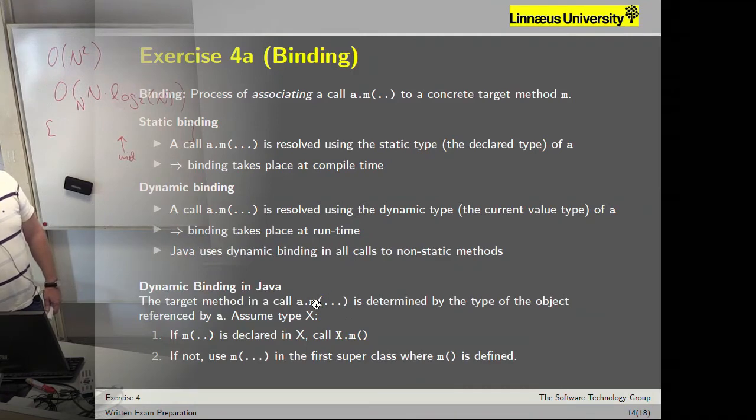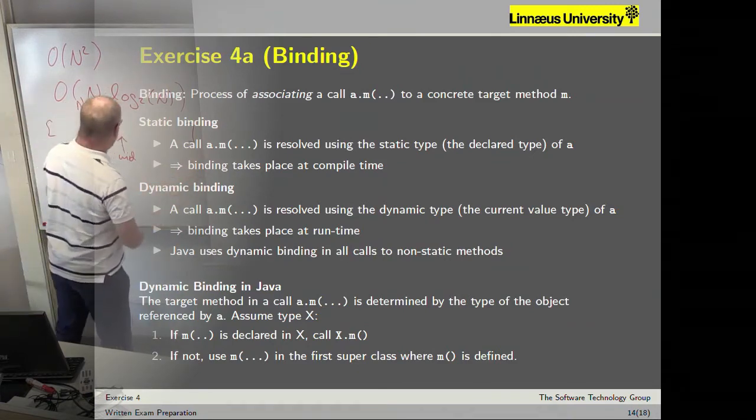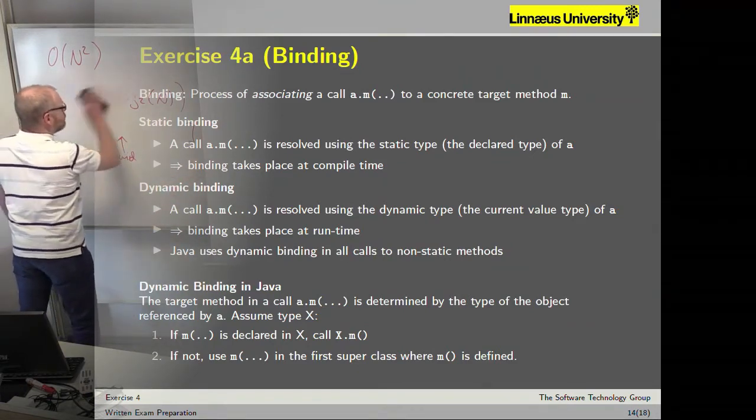we have a call like this. We take a look at what object is currently stored in variable A. Assume that this is type X. If the method M is declared in the X, then we are calling this method. If not, we use M in the first superclass where M is defined. So we have a call A.M. It looks like this.